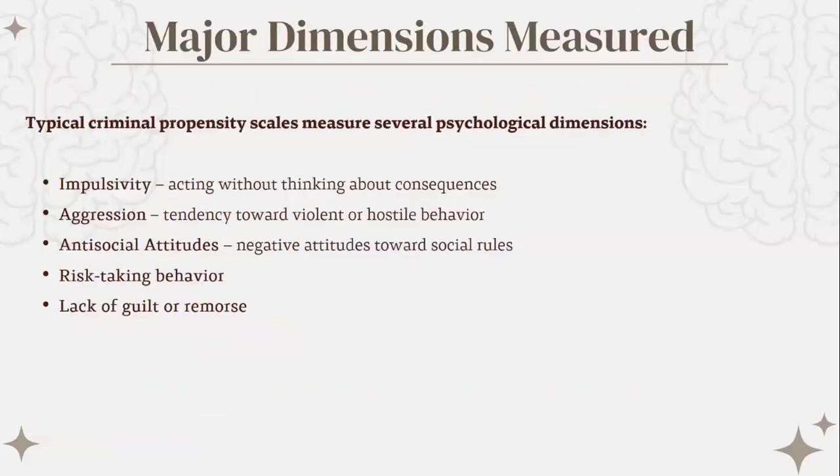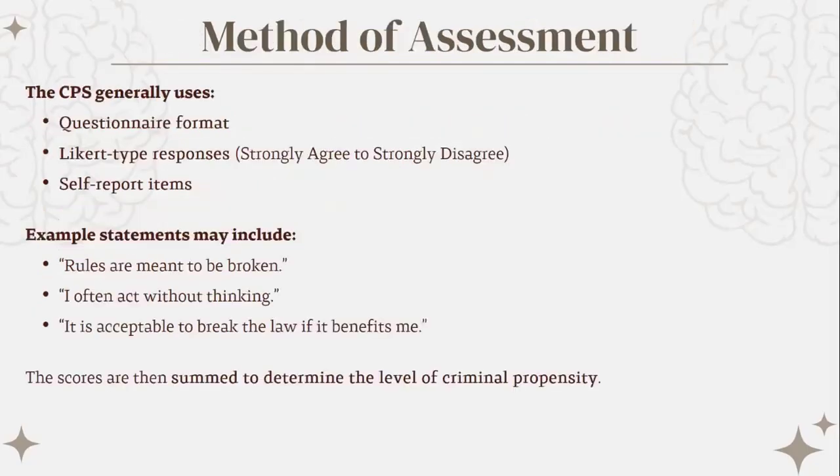A typical criminal propensity scale measures several psychological dimensions. Impulsivity: acting without thinking about consequences. Aggression: tendency toward violent or hostile behavior. Antisocial attitude: negative attitudes towards social rules. Risk-taking behavior, and lack of guilt or remorse. These are the characteristics we can measure with this scale. These are the several psychological dimensions.